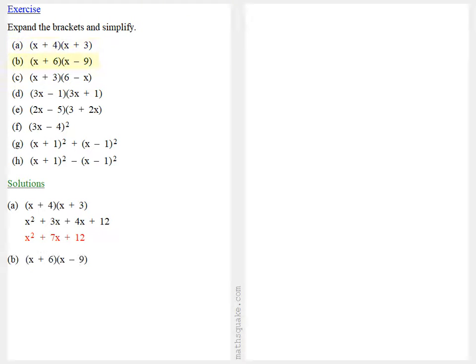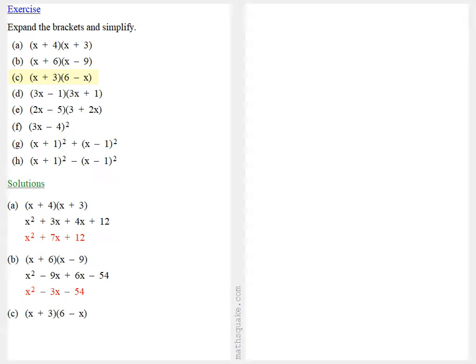In question B, we have x plus 6 into x minus 9. Now if we multiply the first pair, that's x squared. The outer pair is x times minus 9, which is minus 9x. The inner pair is plus 6 times x, which is plus 6x. And the last pair is 6 times minus 9, which is minus 54. Now the middle two terms add together, and that leaves us with x squared minus 3x minus 54.